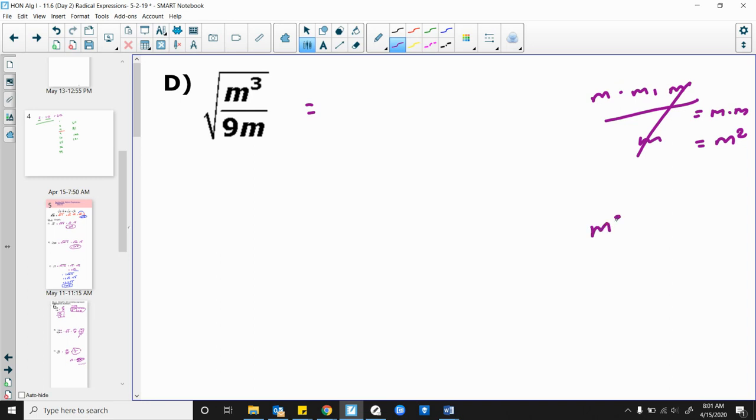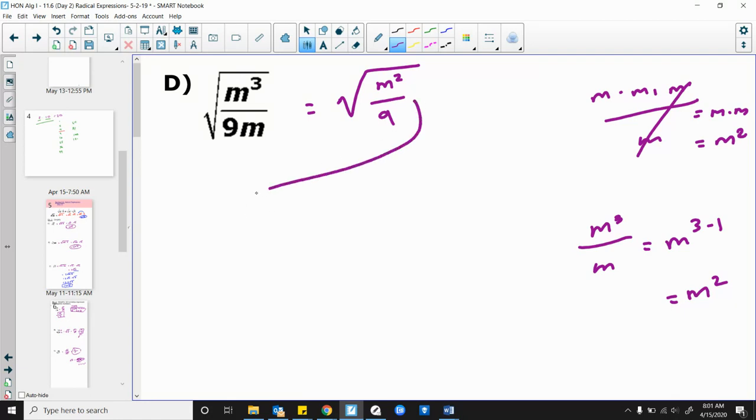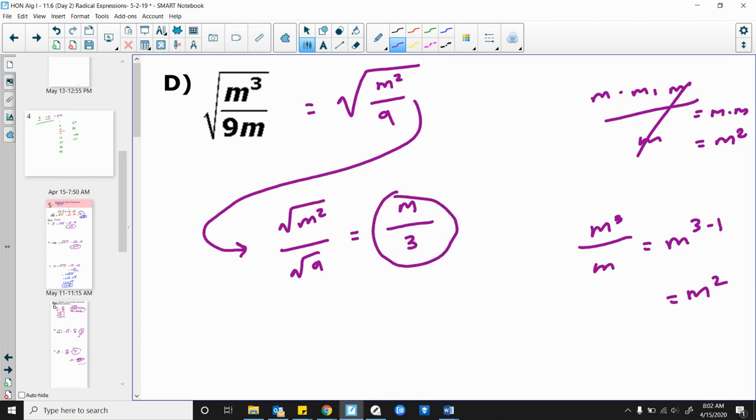Or we've got m to the 3rd over m. That equals m to the 3 minus 1, which is going to be m squared again. These can simplify, so I can end up with just m squared over 9. From there, now that it's simplified, I can go ahead and write it as square root of m squared over square root of 9. Square root of m squared is just m, and square root of 9 is 3. My answer is going to be m over 3.